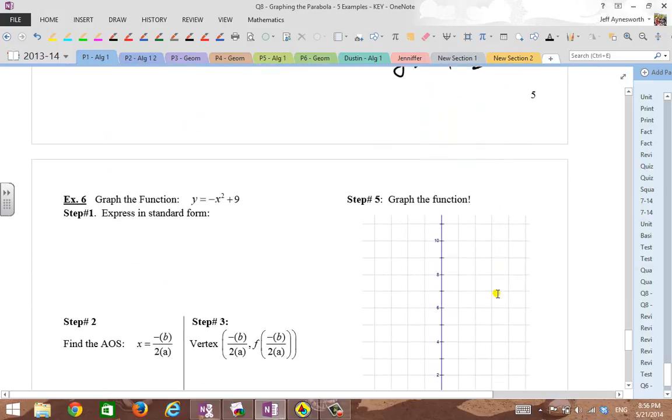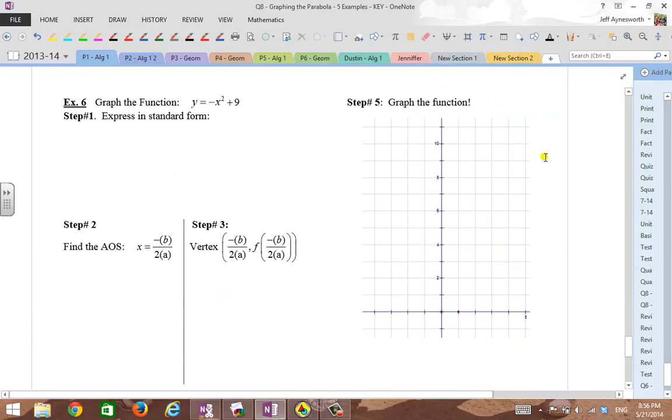Okay, last and final one. Let's go ahead and take a look at this one here. Okay, guys, sorry about all the interruptions there. So let's get right into the last example here.